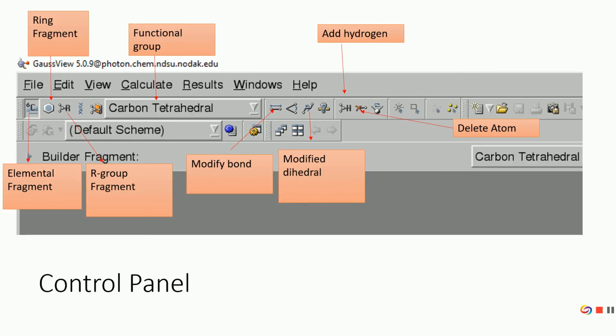So here we have the control panel, and as Mahek said, is the controller, the builder. And here I just have a few things highlighted that are important. I'm pretty sure you've all used this. Here we have the elemental fragment, the ring fragment, functional group, R group fragment, and then if you want to modify your bonds, we have various tools to modify your bonds. And something that's nice is if you want to add a hydrogen to a random molecule, it's actually quite easy. It's just a push of a button. And if you need to delete an atom, or if you want to delete a bond, there is a function for it.